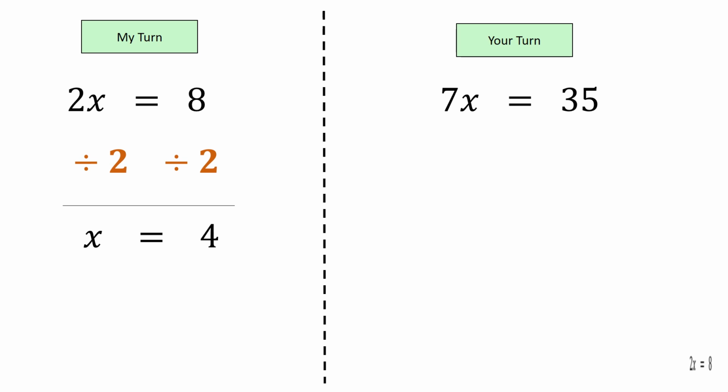Okay, so the answer we should have got, simply dividing them both by 7, is that 35 divided by 7 is 5, and obviously 7x divided by 7 would just be x on its own, so x equals 5.